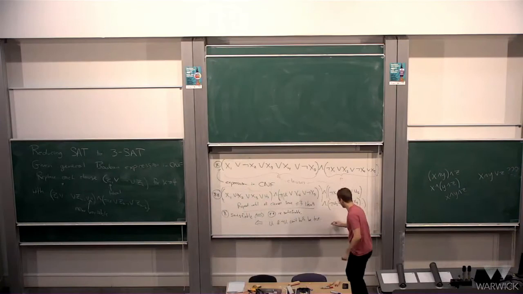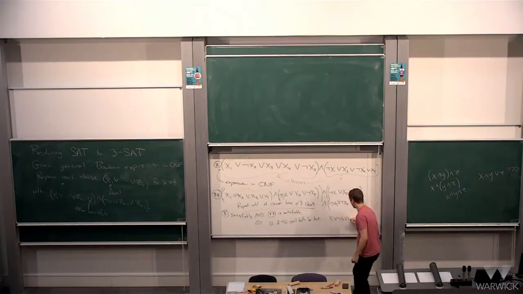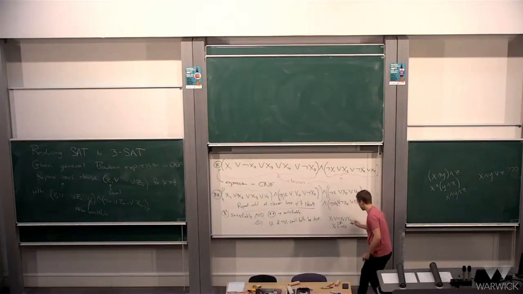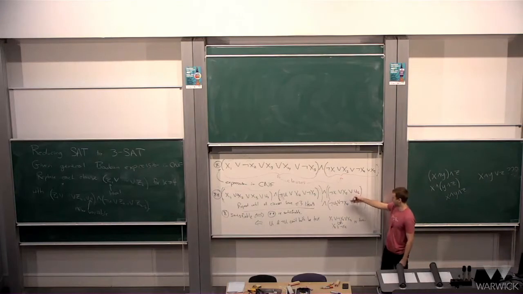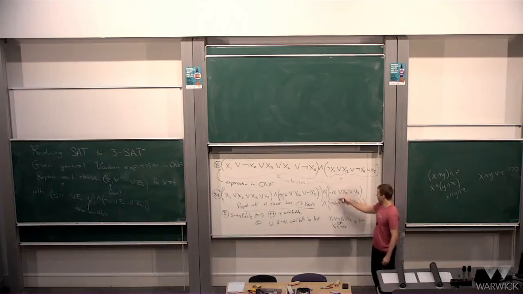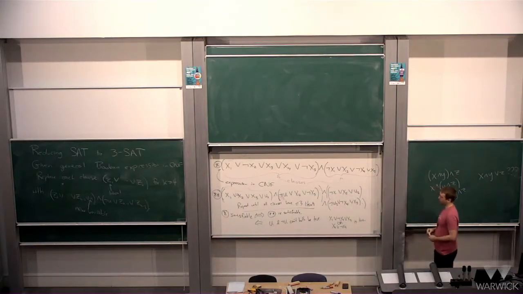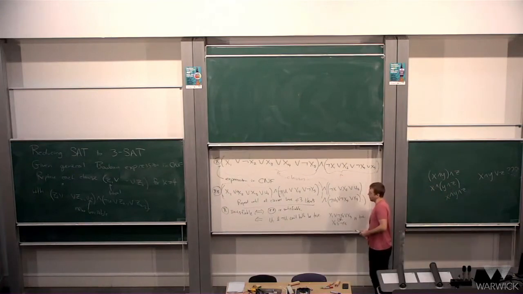So therefore x1 or not x2 or x3 must be true, or the other bit, x4 or not x5. So one of these things is true, but that gives that the first clause is true. And then the exact same thing happens for this second clause. So these things can't both be true, so therefore this second clause must be true. And the other direction is similar.